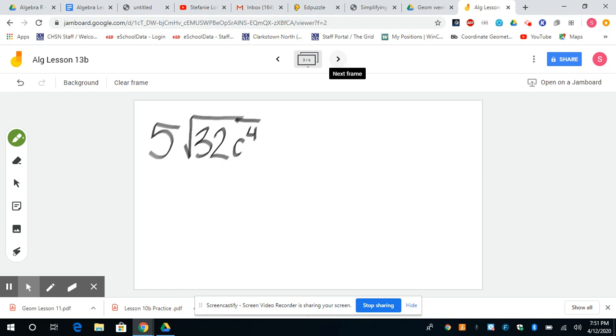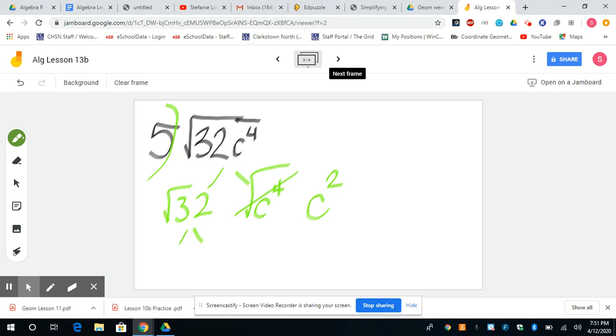Let's try another one. So we have 5, which is on the outside, so we're going to keep it here for a sec. Let's just break this down. Think to yourself, radical 32, what can we break it into? And then square root of c to the 4th. Well, 4 is even, so this can simplify to just c squared. Right? Just divide that exponent by 2.